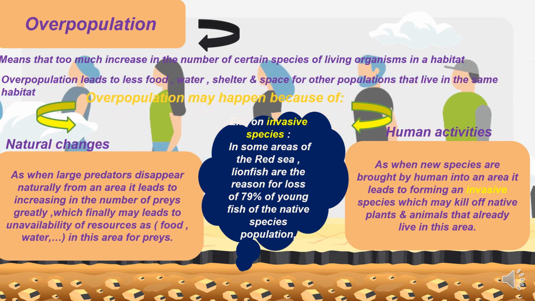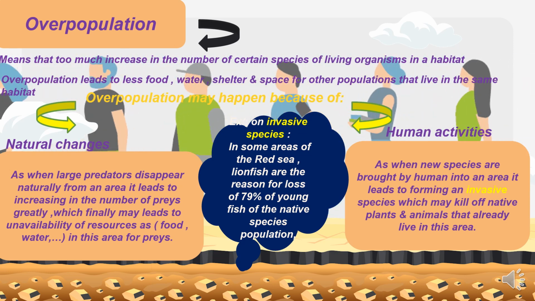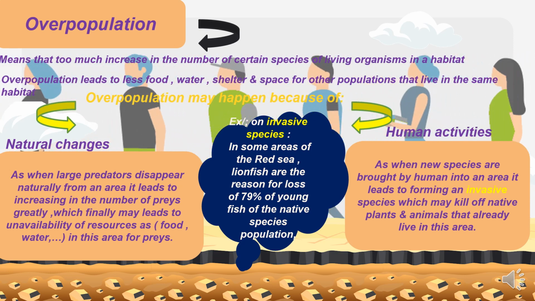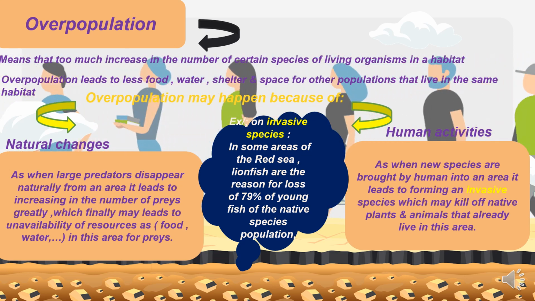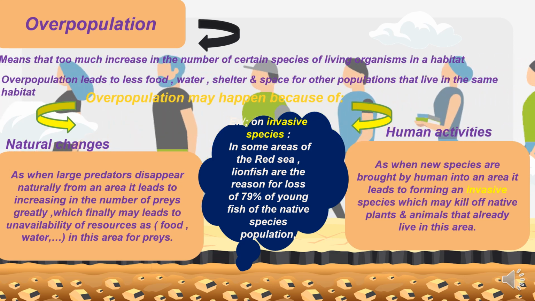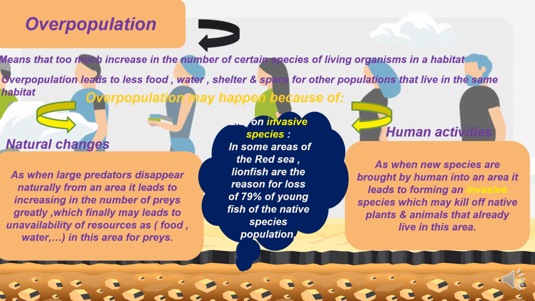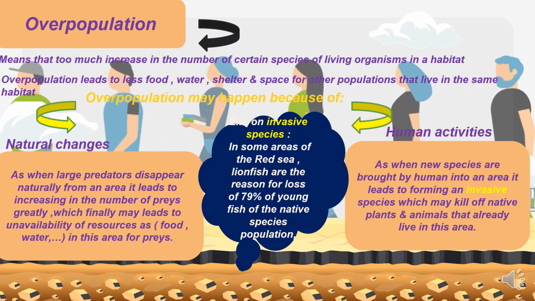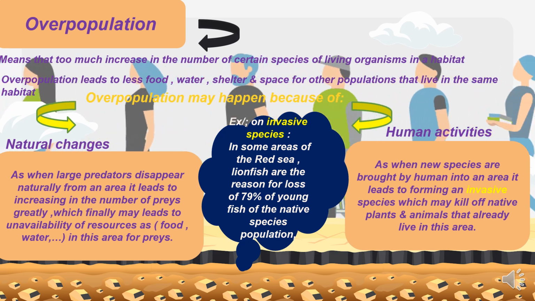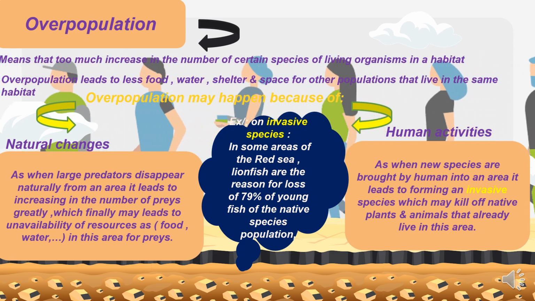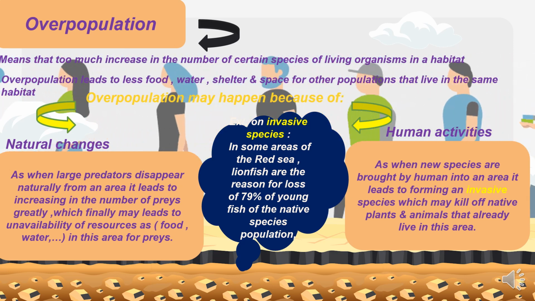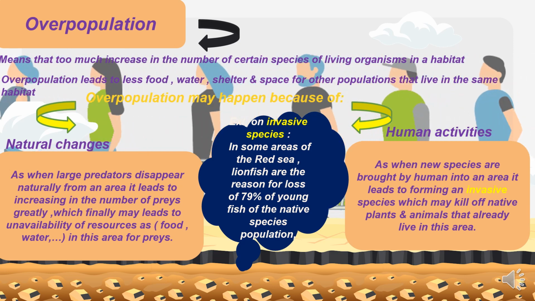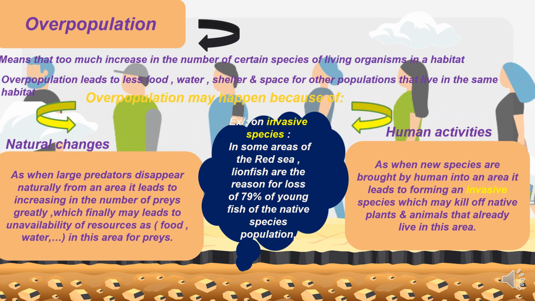prey. So if the number of prey increases beyond the normal limit, they are going to start fighting with each other about food, about water, about space. So it's not going to be a good thing at all. And also, human activities may cause overpopulation. For example, when new species are introduced by humans into a new area, it leads to the forming of an invasive species. So this species becomes invasive, and may kill off native plants and animals that already live in this area.